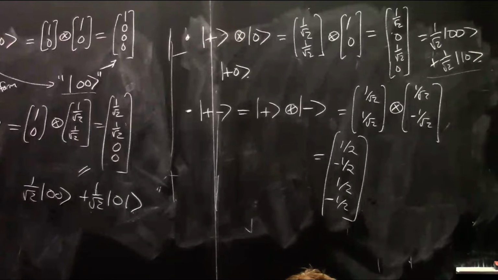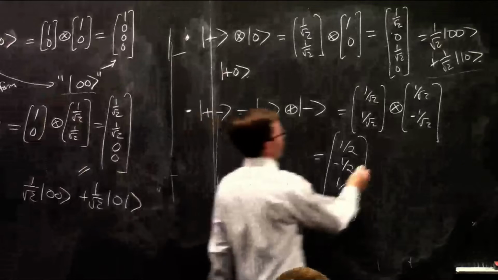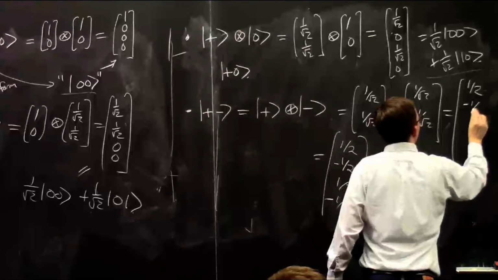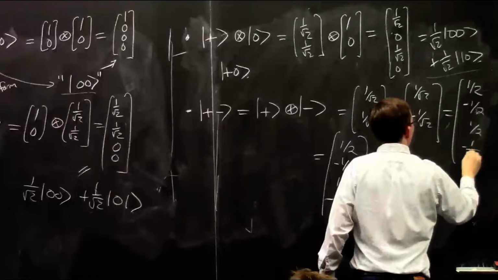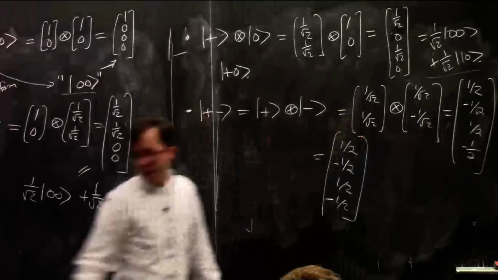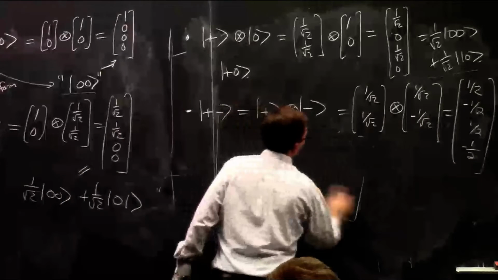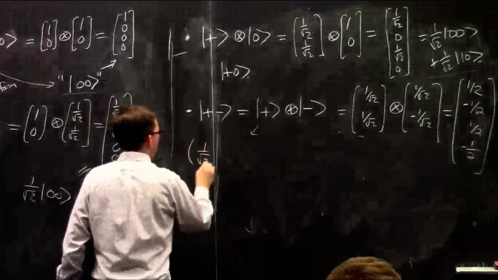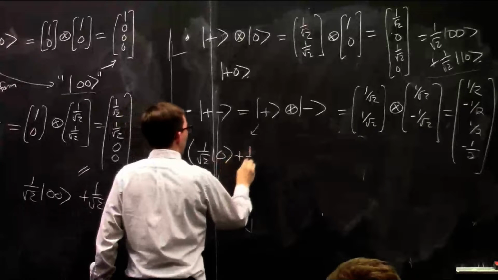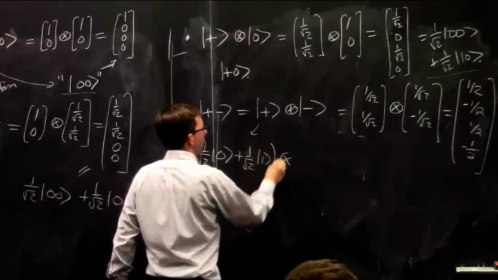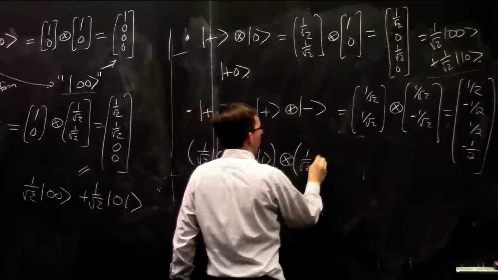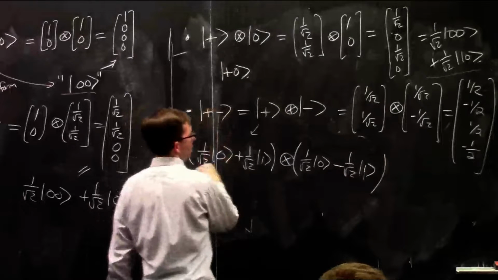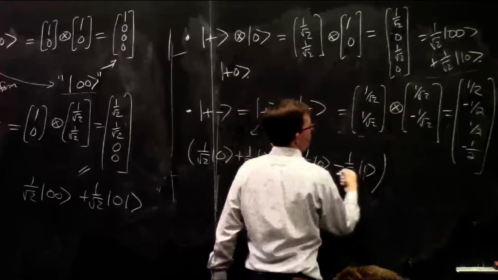Good. In fact, let me just scooch this over here because I want to redo this calculation again, using ket notation. So I could also write this as 1 over root 2 (|0> plus |1>) tensor product 1 over root 2 (|0> minus |1>). Okay, it's all the same information. It's just these two numbers are sitting here, these two numbers are sitting here.